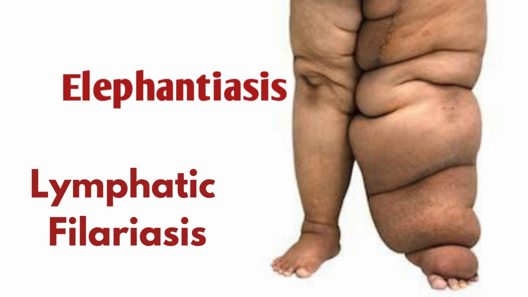Next, lymphatic filariasis, also known as elephantiasis. Transmitted by mosquitoes, it leads to lymphatic system damage and swelling of limbs, known as elephantiasis. Prevention includes mass drug administration and mosquito control programs. Treatment focuses on antiparasitic medications and managing symptoms and complications.